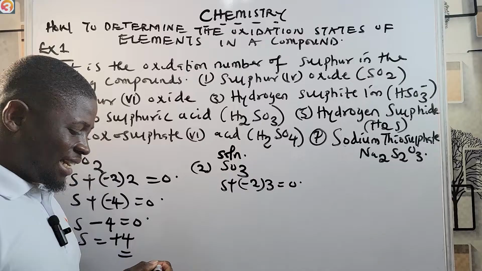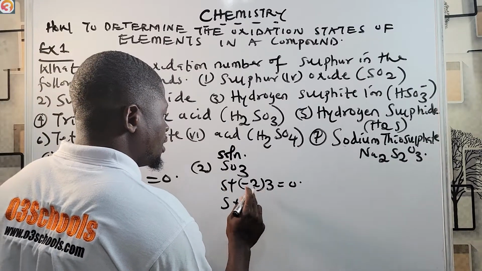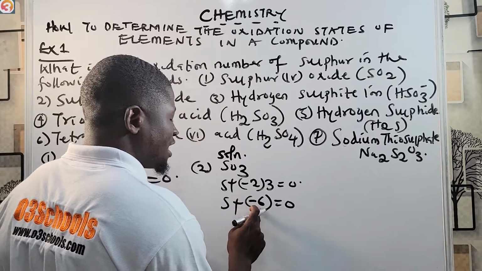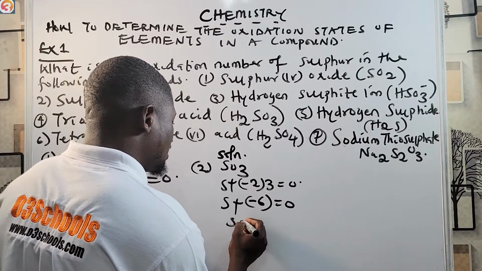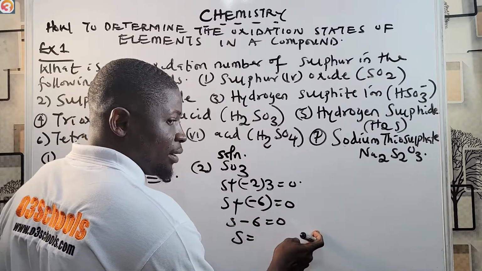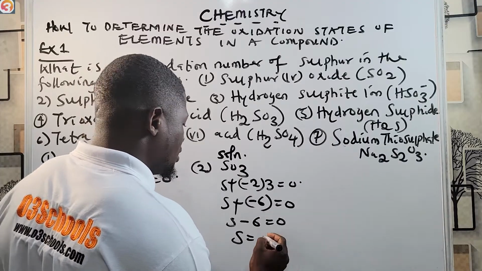Because in this case, there are 3 atoms of oxygen. So I'm going to have S plus -2 times 3, which is -6, equal to 0. Plus times minus is minus. So S minus 6 is equal to 0. This means that S is equal to -6 moved across, so it becomes +6. +6 plus 0 is 6. So you have +6.